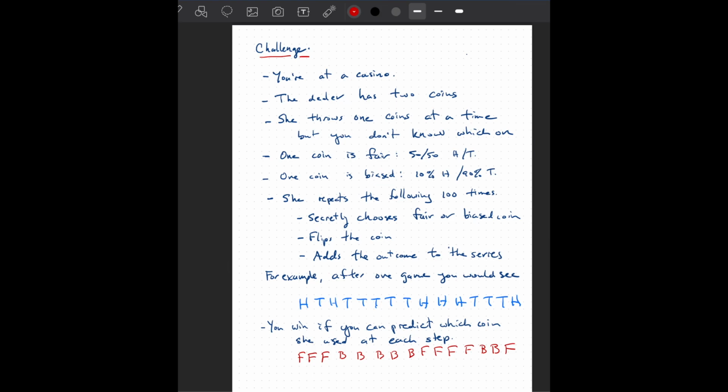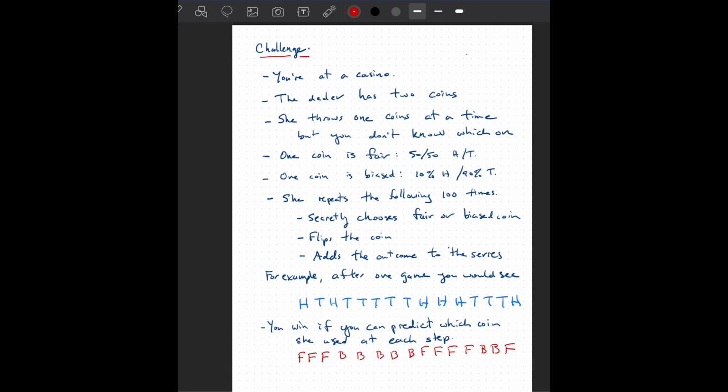On the surface, the 2 coins are indistinguishable, but actually 1 coin is fair. It's 50-50 odds it lands heads or tails. The other coin is biased, and it lands 90% of the time as tails. So we don't know which coin the dealer is using, but we get to observe whether the coin toss was heads or tails. Then the dealer repeats the following 100 times.